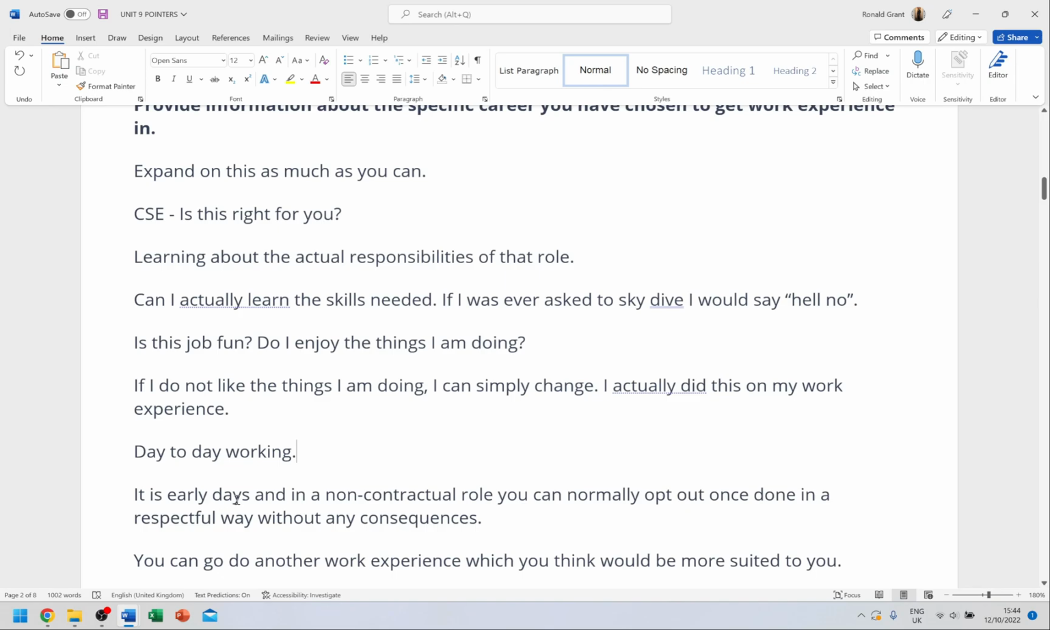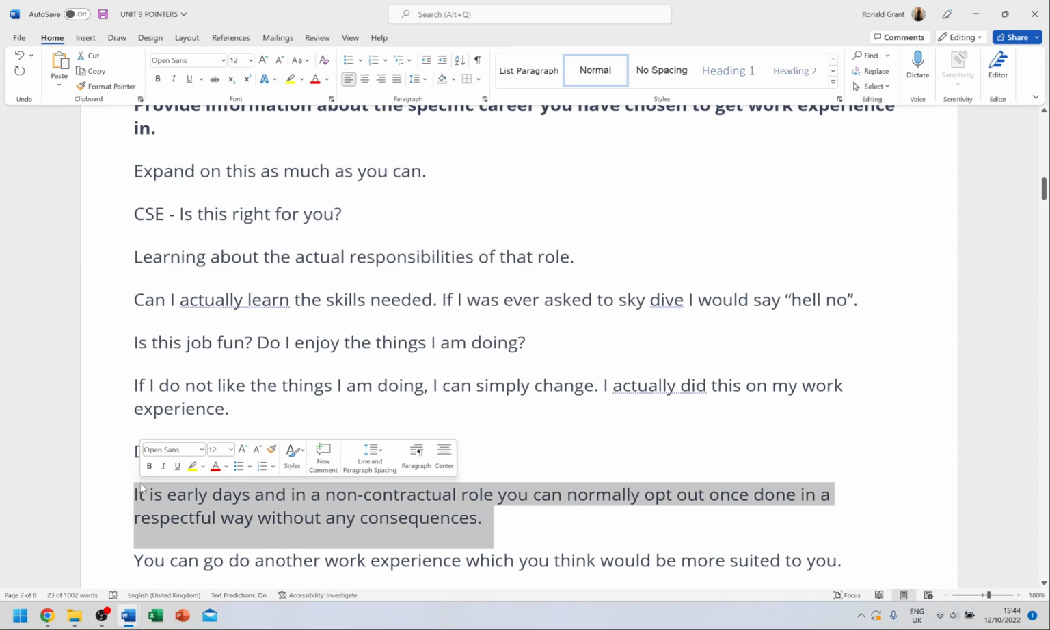It is early days and you are in a non-contractual role. You can normally opt out in a respectful way without any consequences. So let's just say you are on work experience, you think, actually, this isn't for me. You can go to your boss, the supervisor, the manager, and say, I thought I would like this, I'm not really enjoying this, would you mind if I signed off? I'll finish my week, so let's just say it's a Wednesday, Thursday. I'll do everything you need me to do, but next week, I would prefer not to come in. I want to look for something else that suits me best.